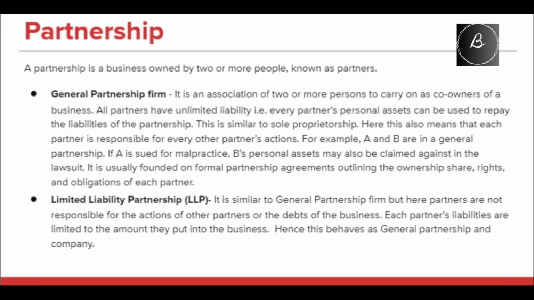Here, this also means that each partner is responsible for the actions of other partners. Let's take an example. Let's say A and B are in a general partnership. If A is sued for a malpractice, B's personal assets will also be claimed against in the lawsuit. It is usually founded on formal partnership agreements such as partnership deeds that outline the ownership share, rights, and obligations of each partner.